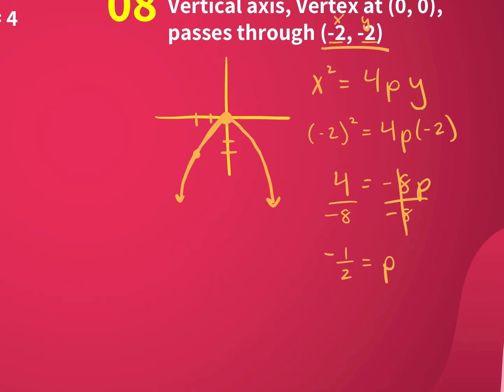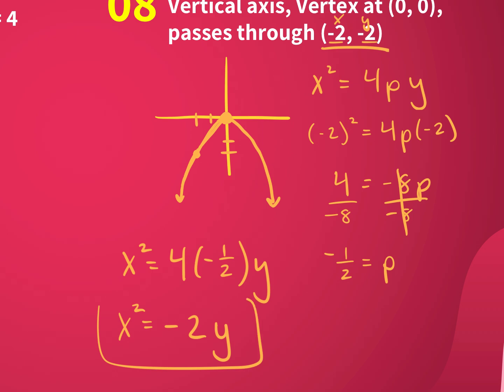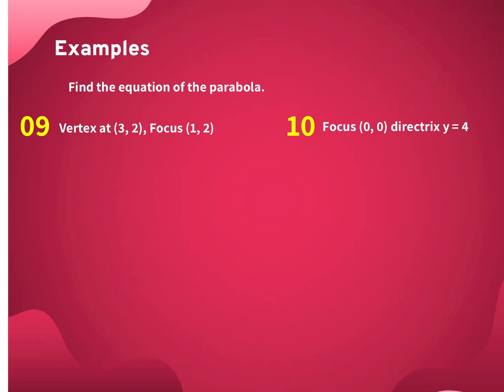Now let's plug that in. We have x squared equals 4 times -1/2 times y. When we multiply, x squared equals -4/2, which would be -2y. That would be our equation. Let's look at number 9.